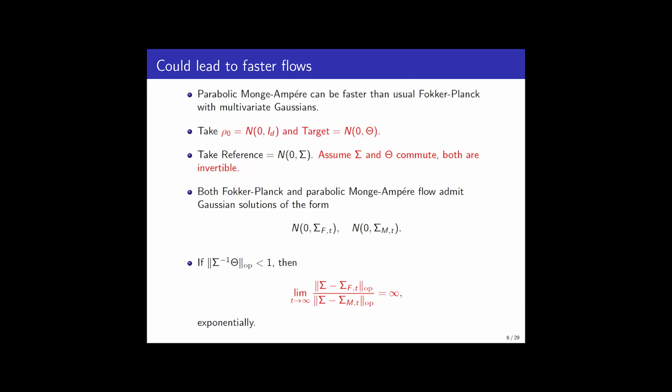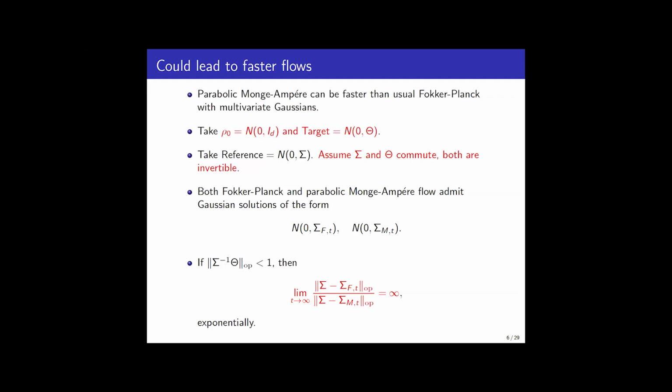In that case, what you can show is both the Fokker-Planck and the parabolic Monge-Ampère will admit Gaussian solutions, which is not unexpected. And if the sigma and theta align in a certain way, so sigma power minus half theta sigma power minus half, the operator norm of that, if that is smaller than 1, what you can show is that if you look at the variance coming out of the Fokker-Planck, and the variance coming out of the parabolic Monge-Ampère, both of them should eventually converge to sigma. But if you look at the rate at which they converge, as t goes to infinity, you can see that the convergence of the Fokker-Planck happens at a slower rate, as opposed to the convergence of the parabolic Monge-Ampère. Or did I write it the other way around?